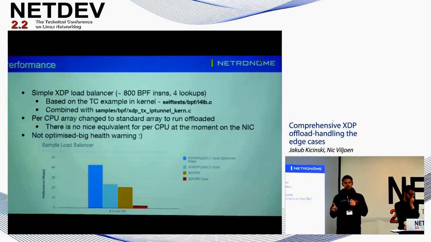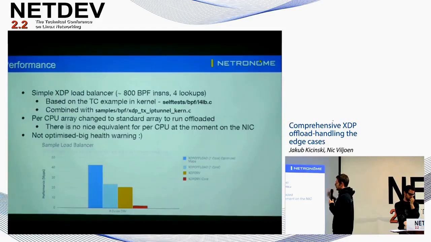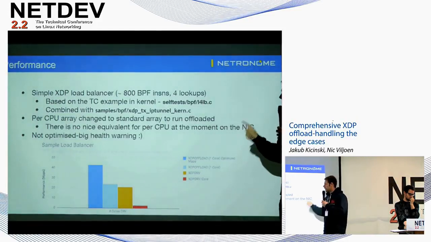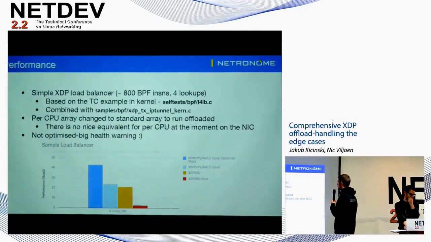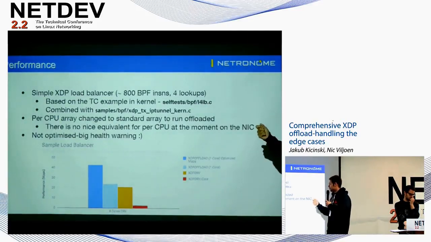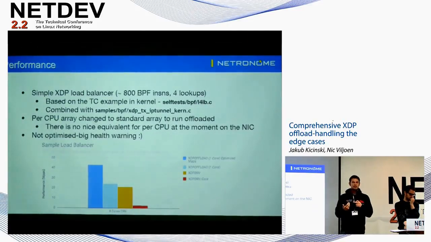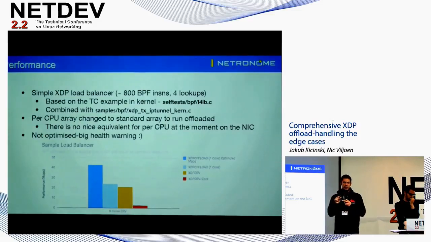The one change I had to make to offload it was there's a per CPU array for the stats. I had to change that to a standard array because we don't quite hold the actual per CPU system. Doesn't really make sense for us at the moment. We would have to put a small map in every single core, which would be unideal at this point in time. So we can do that in the future, but at the moment that's not something we're doing.